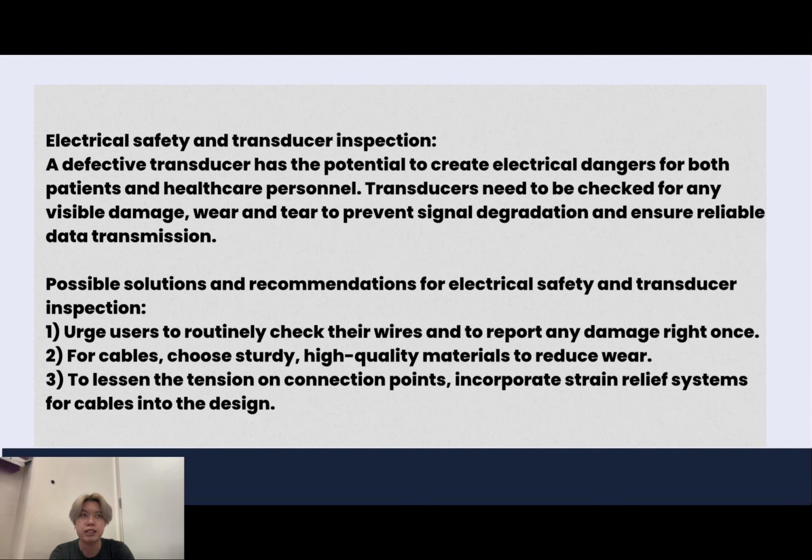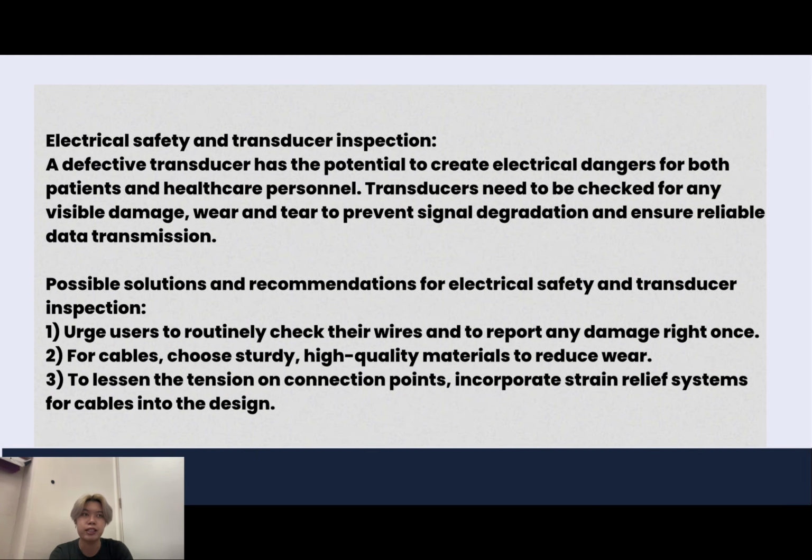Next, we have electrical safety and transducer inspection. A defective transducer has the potential to create electrical dangers for both patients and healthcare professionals. Transducers need to be checked for any visible damage, wear and tear, to prevent signal degradation and ensure reliable data transmission.